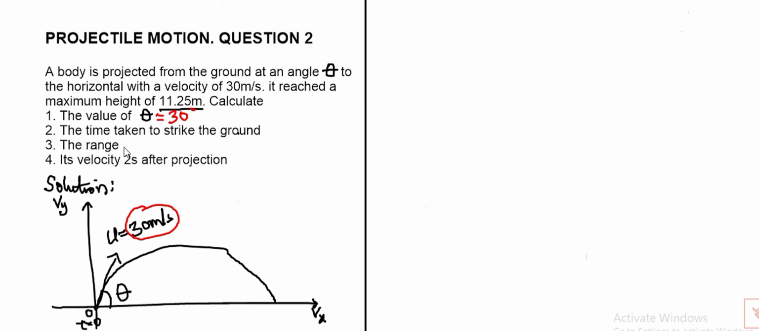All right, so let's go to the next one, which is the range. The third one is the range. So this one is 3 seconds. So let's go to the range. The range is given as u square sine 2 theta all over g.